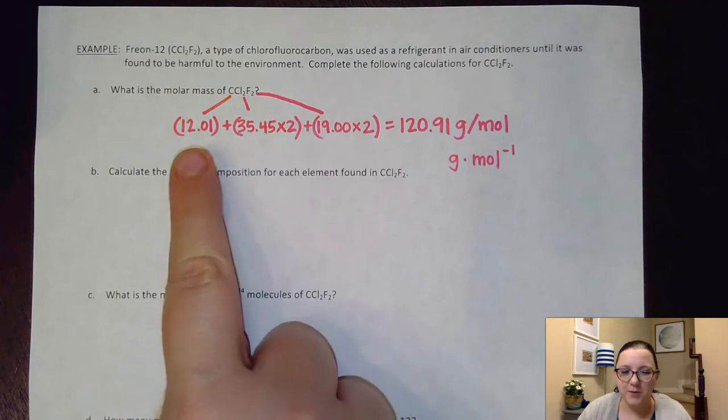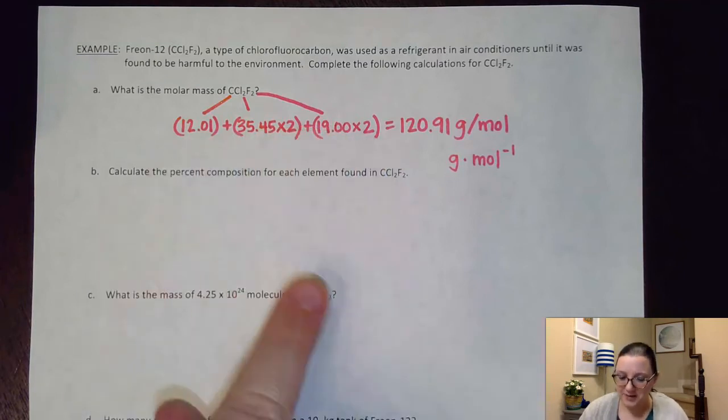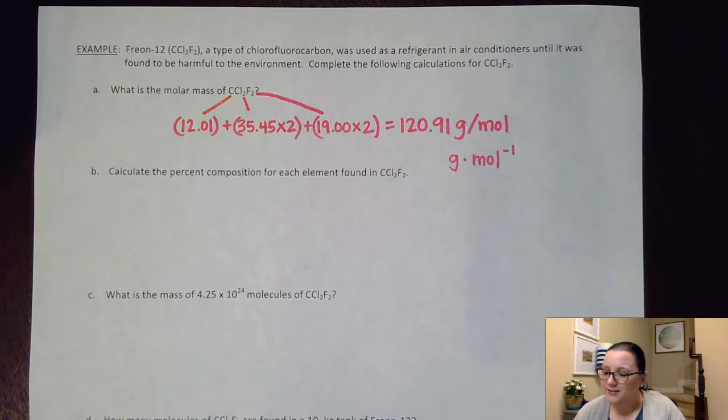Part of the other reason why I showed this much work here is because I knew I needed some of these numbers for the next part. So on the next one, it says calculate the percent composition for each element found in CCl2F2. So we're calculating a percent composition where we want the part of the mass that came from that element over the total molar mass and then converted that fraction into a percentage.